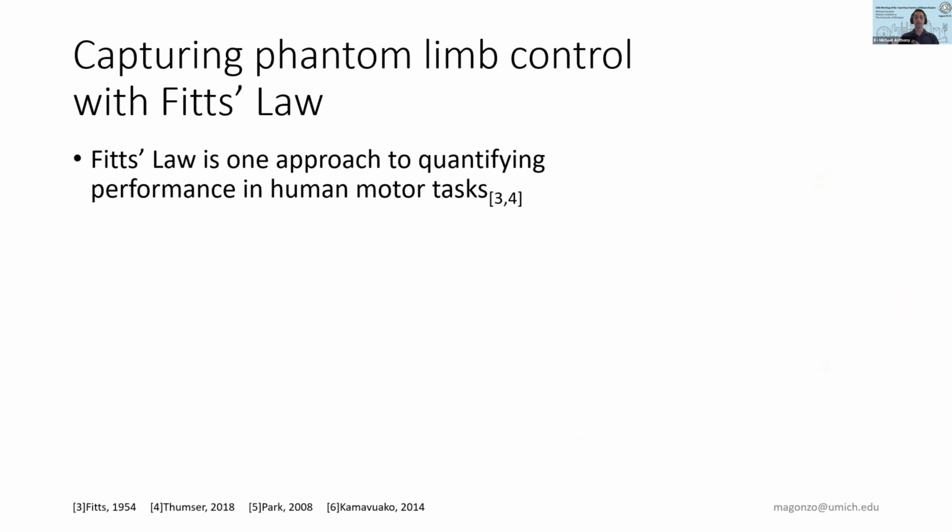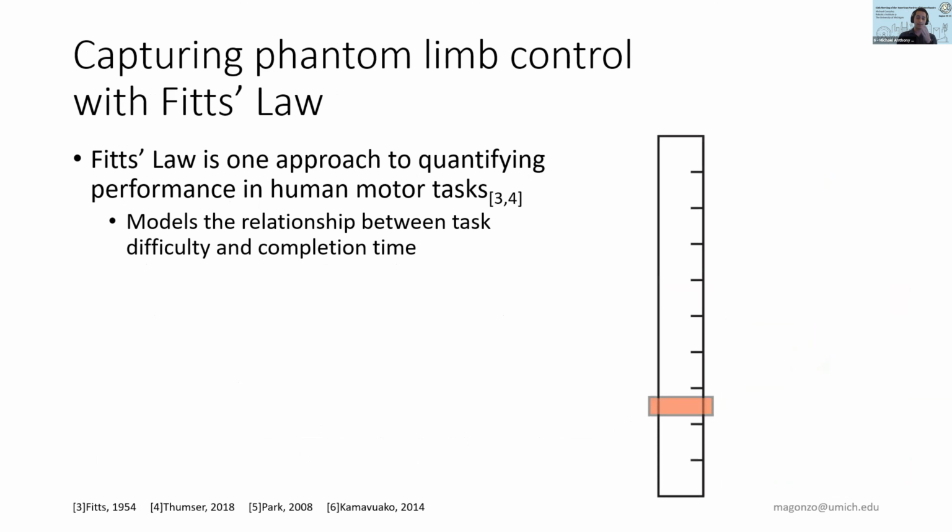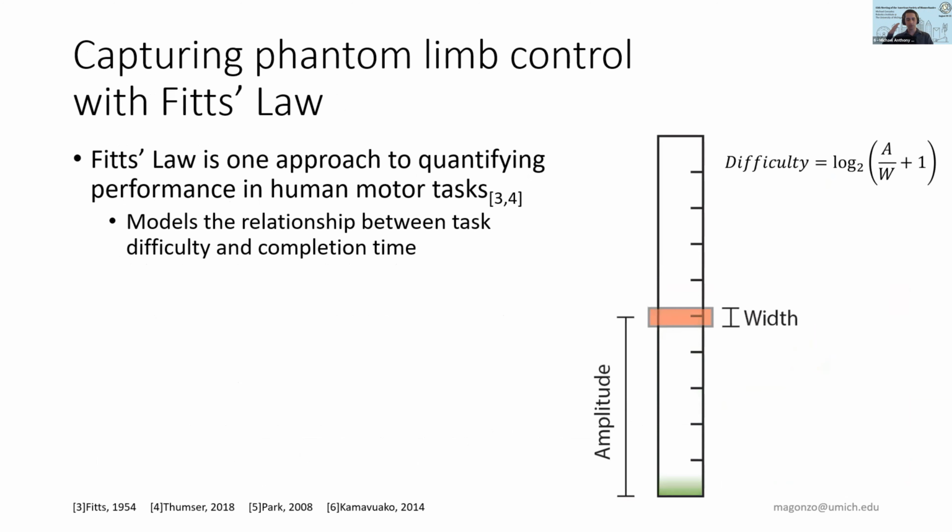Now, one approach to quantifying force and movement control in human motor tasks is through Fitts' law, which models the relationship between task difficulty and completion time. In a force matching task, participants might be provided a target like this, which has a specified amplitude and width. And then they'd be asked to hit the target using a real-time visualization of their force output. The task difficulty is then a function of both the target amplitude and target width. So if you increase the amplitude, that's a higher difficulty. And if you increase the target width, that decreases the difficulty.